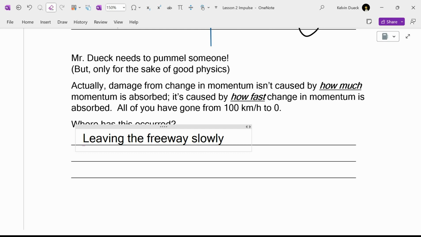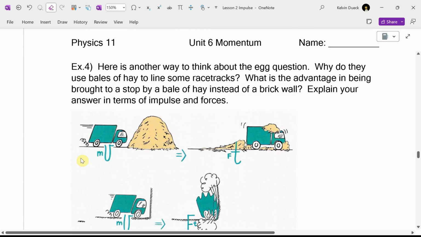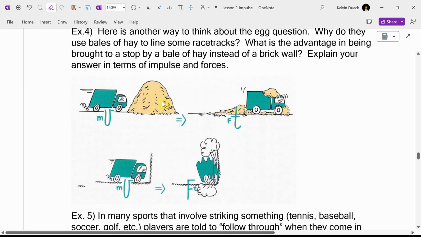This doesn't just have some implications in car safety, it also has some sports implications. Here's another way, example 4, to think about the egg question. Why do they use bales of hay to line some racetracks? Well, the advantage is being brought to a stop by a bale of hay. You still have the same mass times velocity impulse to get rid of. Bigger time, smaller force, smaller time, bigger force.